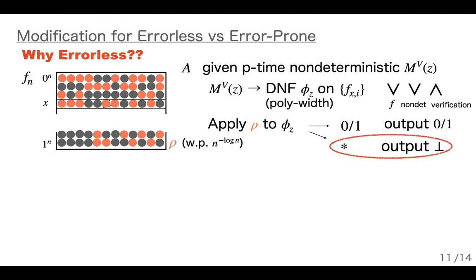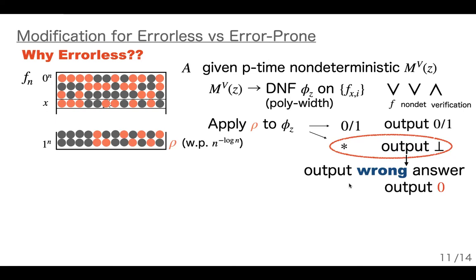And if we can change this part to a wrong answer, then this algorithm solves NP on average in the error-prone setting. And for this, we naturally let A output 0 for such a case. Because if this A outputs 1 for a false statement, then we can ask A what is the witness for this claim. And we can detect the error of this oracle A, and we can change the error-prone algorithm into an errorless algorithm. So we naturally let A output 0 in such cases.